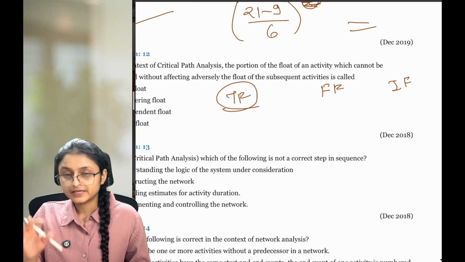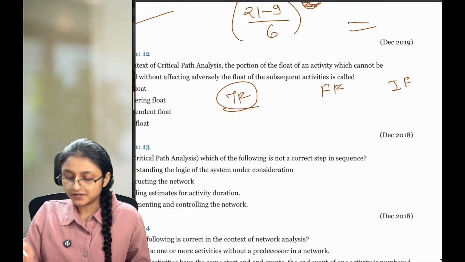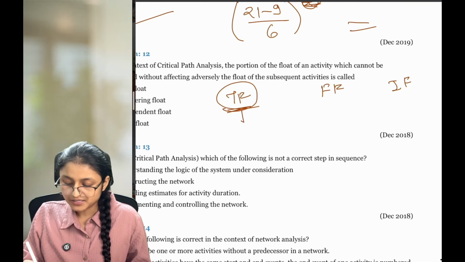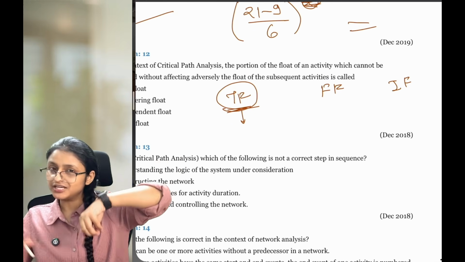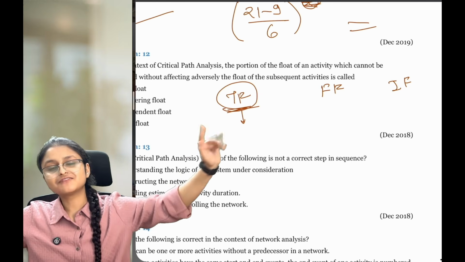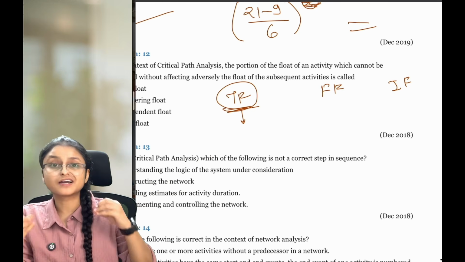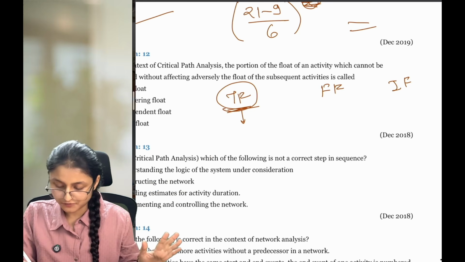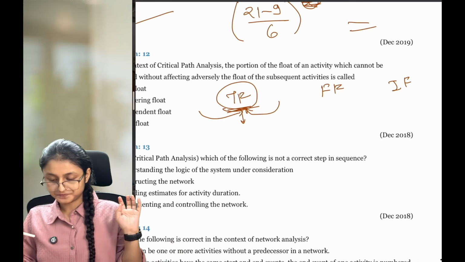Total float: I'm calculating a float for a particular activity, that is, what is the extra time available for that particular activity. But while calculating this, I'm going to take the extra time of my succeeding activities also and my preceding activities also. So if I take all the extra time which is available with my succeeding and preceding activities, then what is the total extra time available with me? That is what total float is all about. Taking the succeeding and preceding activities time.